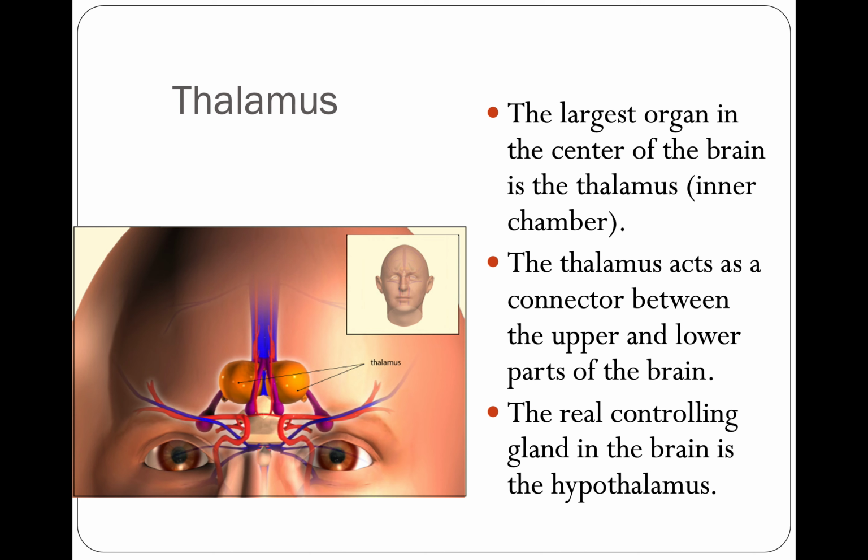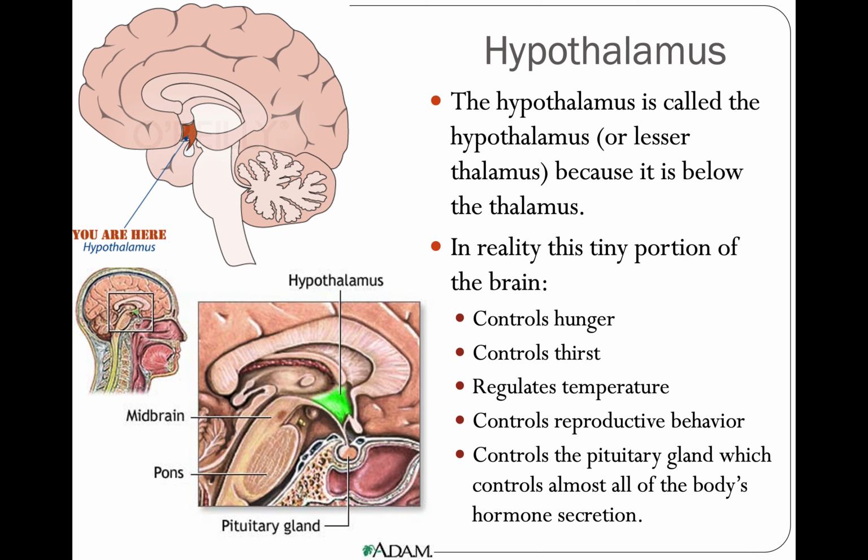When we first cut into the brain, we had no idea what their functions were, and when they found the thalamus, they thought, ooh, this must be a controlling portion of the brain. But actually, it's just a conduit. It acts as a transfer station for information. The hypothalamus is called the hypothalamus because it is below the thalamus. It's known as lesser thalamus.